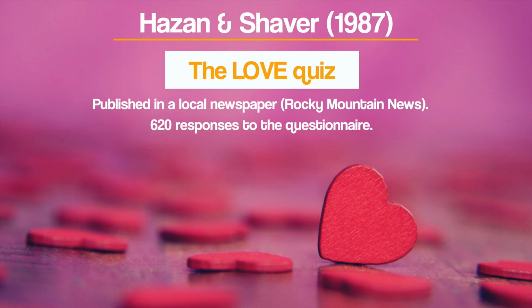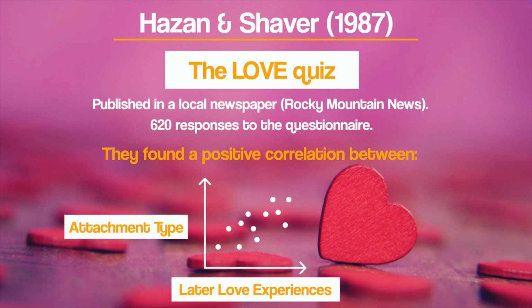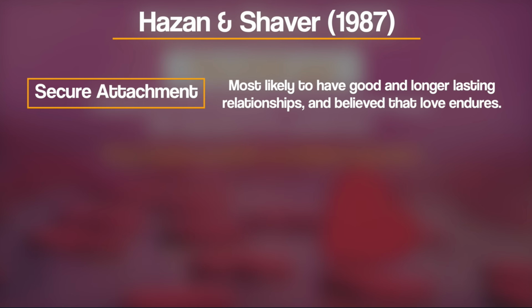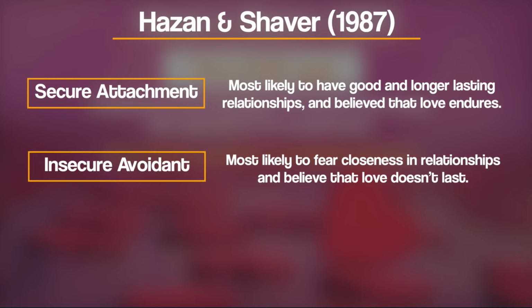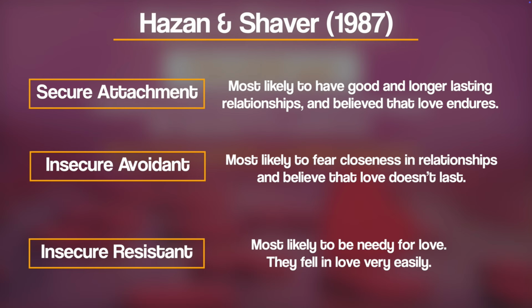Hazan and Shaver's love quiz supports Bowlby's internal working model too, by showing a correlation between childhood attachment style and adult romantic relationships. Securely attached adults were the most likely to have good and longer lasting relationships and believe that love endures. Insecure avoidant attached adults were most likely to fear closeness in relationships and believe that love doesn't last. And insecure resistant attached adults were most likely to be needy for love. They fell in love very easily.